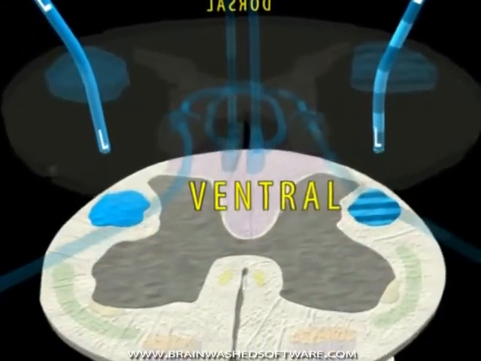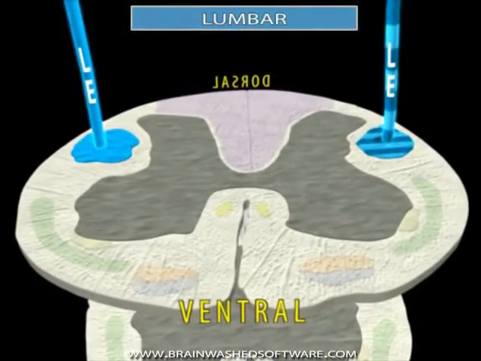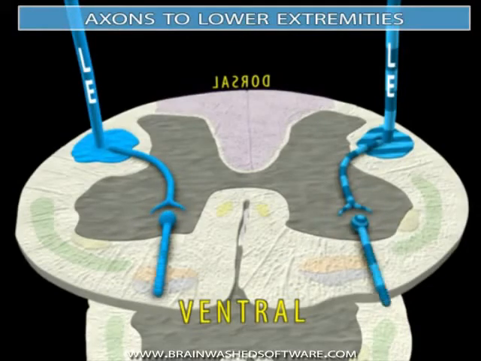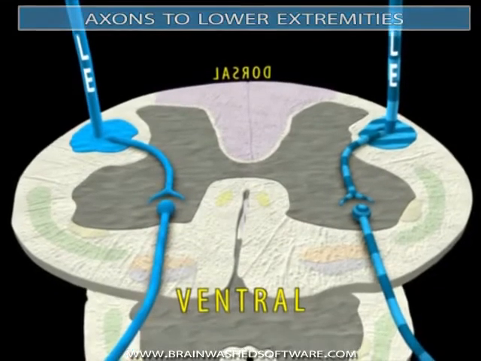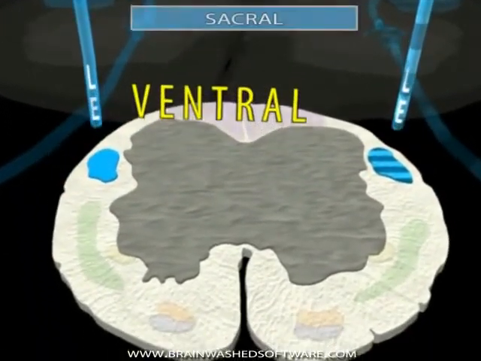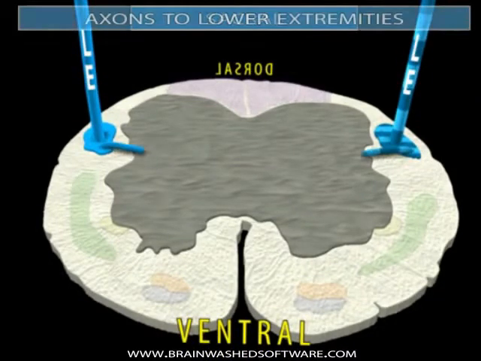As lumbar levels of the cord are reached, the tract becomes considerably smaller. Lower motor neurons at lumbar levels of the spinal cord innervate musculature of the thigh. Lower motor neurons at sacral levels of the spinal cord innervate musculature of the leg and foot.